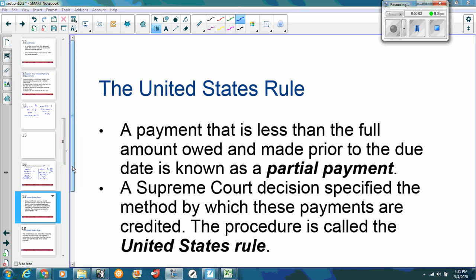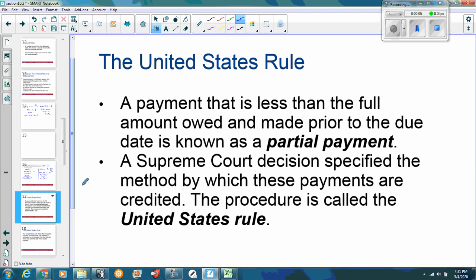Okay, so the second half of this section involves what they call the United States rule. A payment that is less than the full amount owed and made prior to the due date is known as a partial payment. A Supreme Court decision specified the method by which these payments are to be credited. The procedure is called the United States rule.